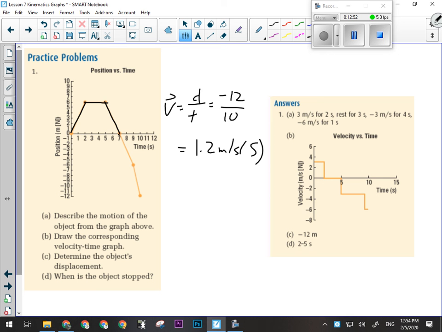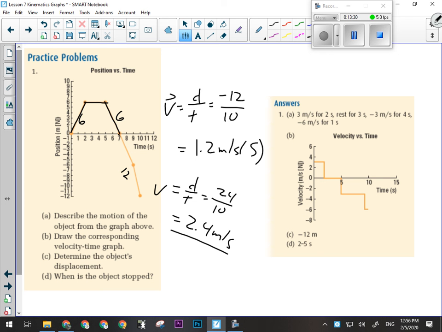Calculate for me from that graph now the total distance and the average speed. If I'm going to get the total distance traveled, I need to know how far it goes in each part. Agreed? So it goes 6 meters, 6 meters, 12 meters. Total distance, 24 meters. Average speed is total distance over total time. 24 over 10 gives me an average speed of 2.4 meters per second. There's no direction on that because it's a scalar quantity.